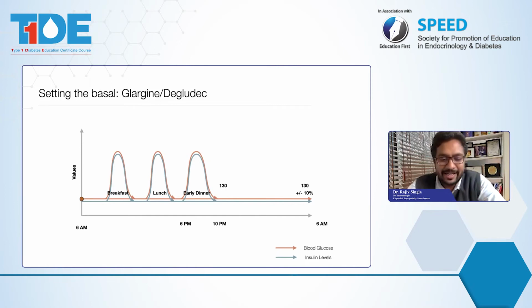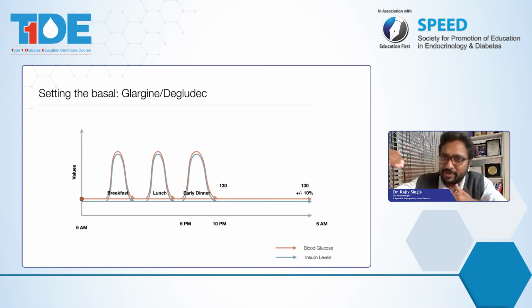So how do I do that? I check my sugars at 10 o'clock, then perhaps at 12 o'clock before I sleep, then at 3 o'clock, and then at 6 o'clock in the morning. All those 3-4 readings, 10 p.m., 12 a.m., 3 a.m., and 6 a.m., should be within 10% of each other. If they are, bang on, my dose for basal is correct.